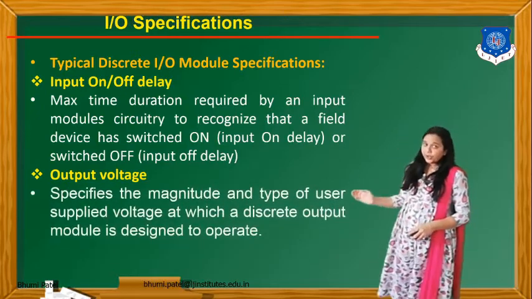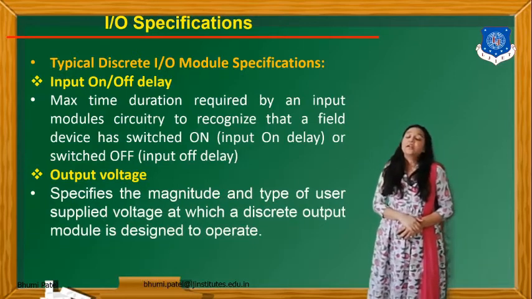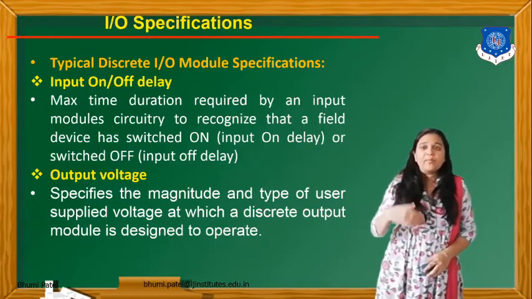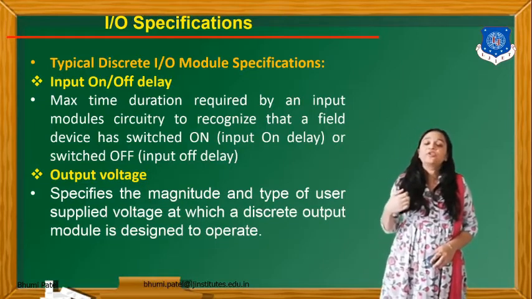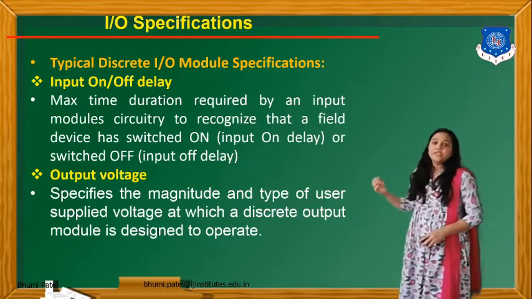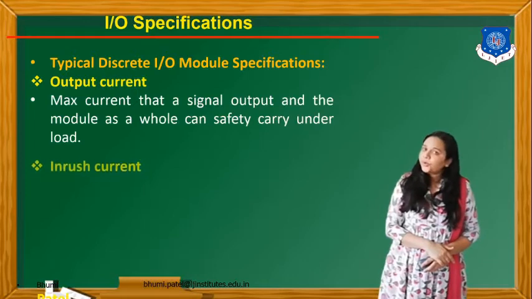It specifies the magnitude and types of user supply voltage at which a discrete output module is designed to operate. Same like the input voltage, we have to specify the magnitude and the types of user voltage for the output voltage. The next one is the output current.